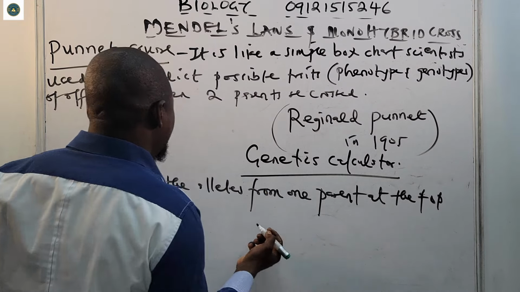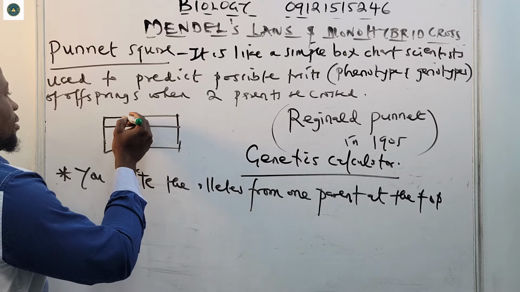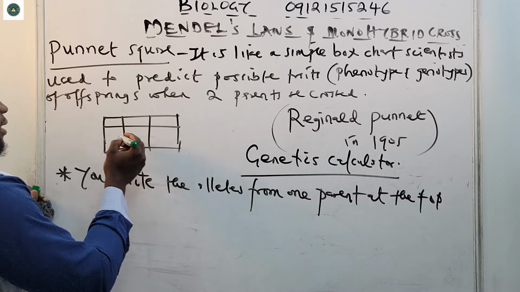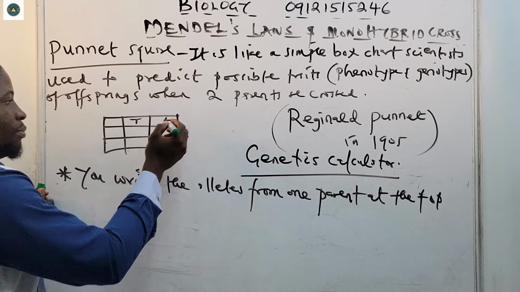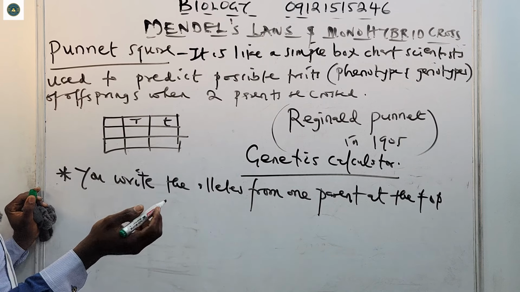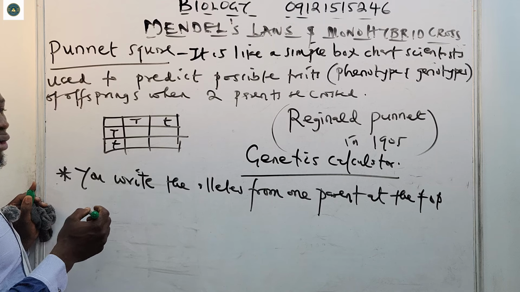Just like I was showing you, when you have a box like this, you write the alleles from one parent at the top, okay? Then you write the alleles from the other parent at the side here. You see? Then you fill in the boxes, okay?